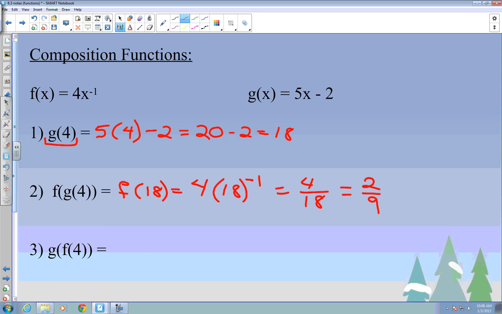Still confused on number 1? You plug in 5x minus 2 for g, right? G of x is 5x minus 2. Let's just write this right under here. Okay, so g of x is 5x minus 2. So what that means is, in place of x, you're going to put a 4. So in place of the x, I put a 4. It's not times. It's that new notation that we've just kind of touched on a few times. Now we're going to be using it a lot.